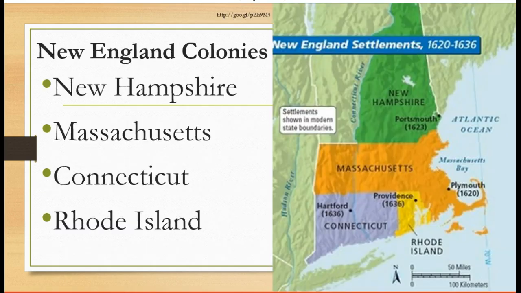The first region that we'll talk about today is the New England colonies, and these 4 colonies included New Hampshire, Massachusetts, Connecticut, and Rhode Island. You can see from the map here that New Hampshire is up here in the green, Massachusetts, Connecticut, and then Rhode Island. This area up here to the northeast of New Hampshire is what is today known as Maine. That was actually part of the colonies, but it was included in the Massachusetts colony at the time.